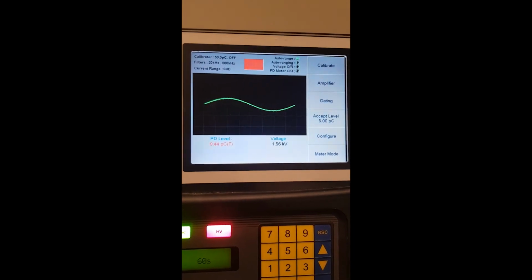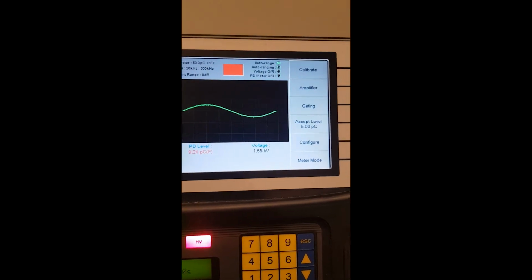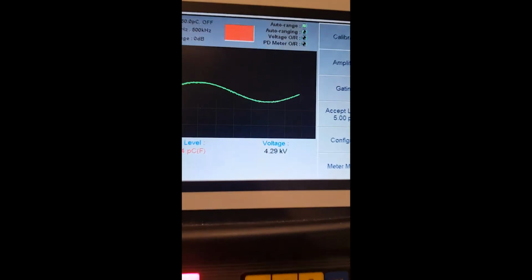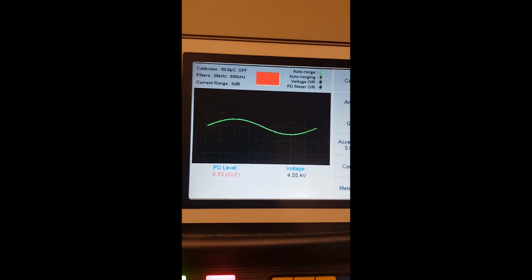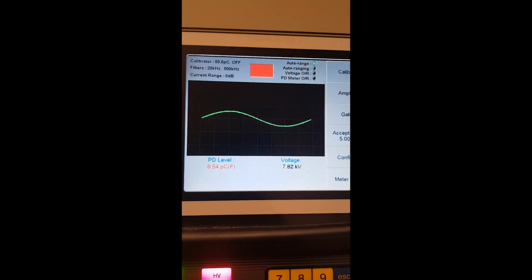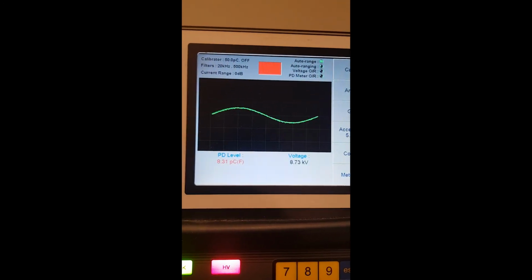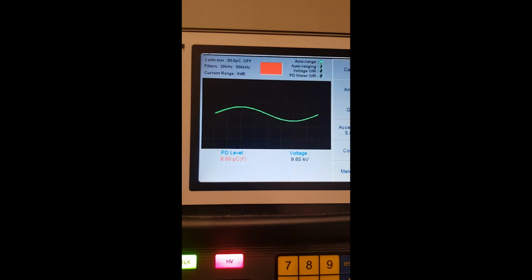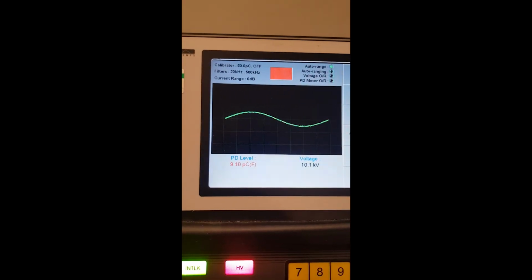Now I will start applying the voltage. I will start to increase the voltage. Here is the voltage level, and this is the pattern of the PD. Nothing still.